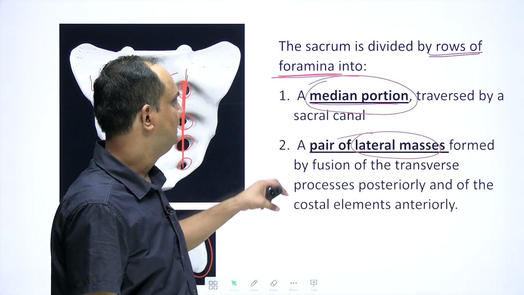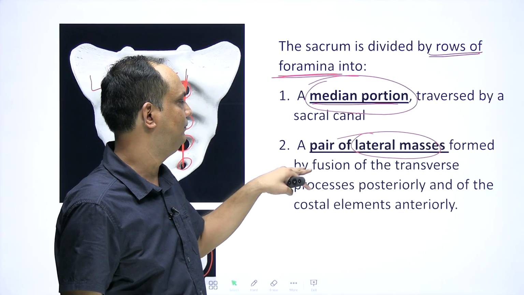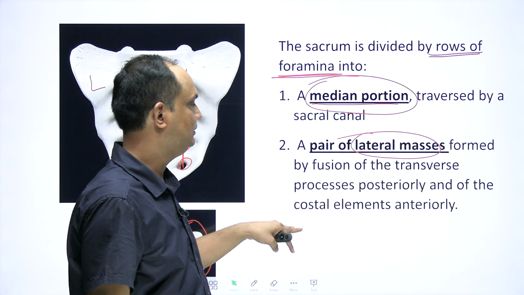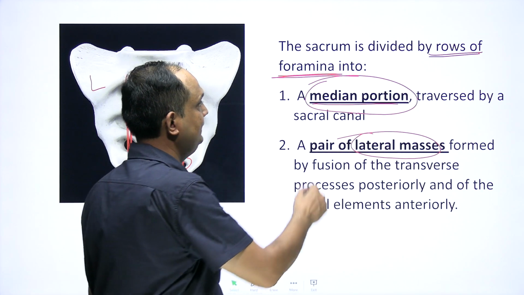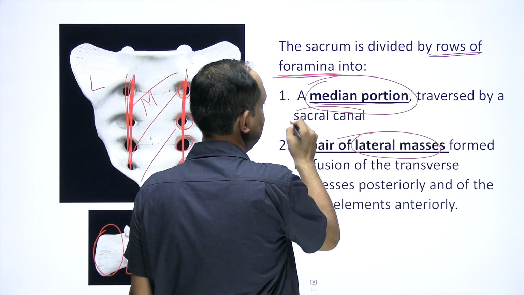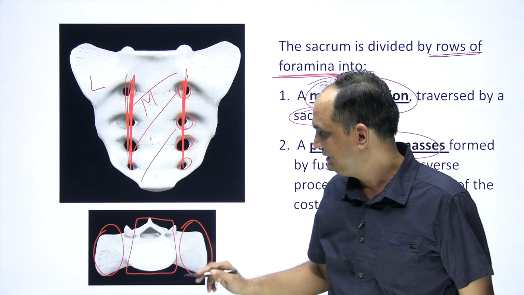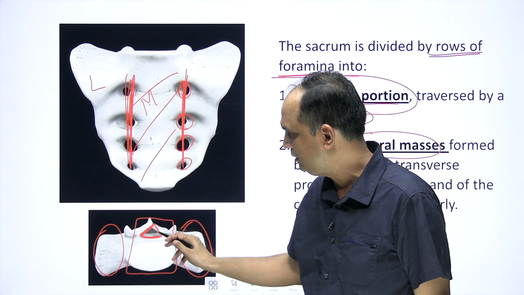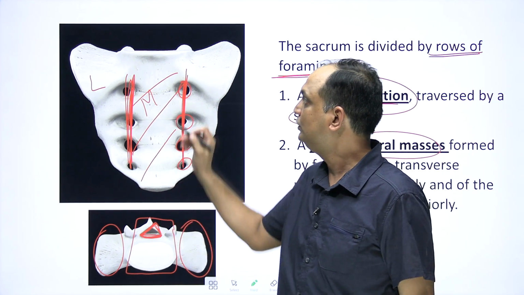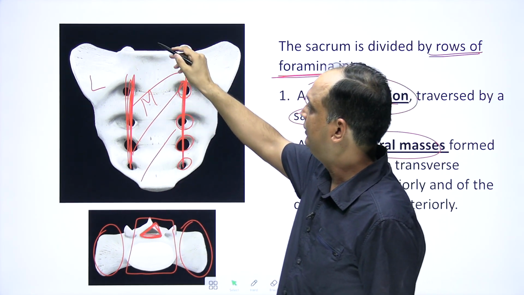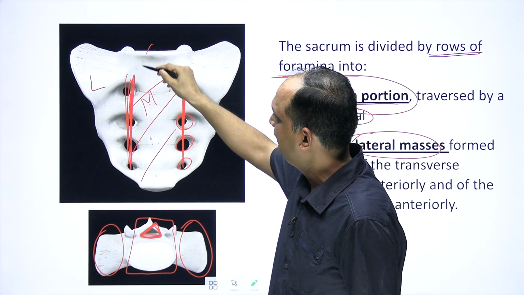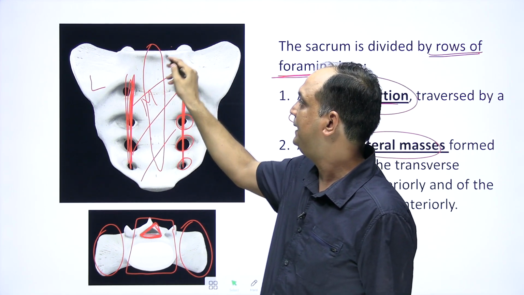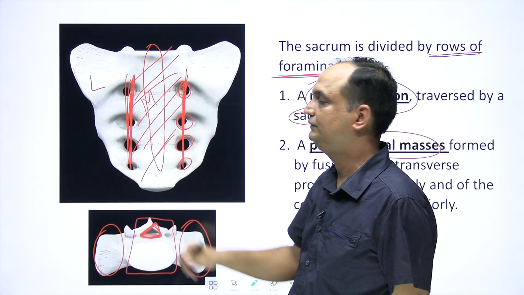Clear? So the lateral mass is formed by the fusion of the transverse processes posteriorly and the costal elements anteriorly, and this median portion contains the sacral canal. Here you can see the sacral canal, which is a feature of the posterior part. On the posterior side of the bodies of these sacral vertebrae, you will find a canal in the midline. So the sacral canal becomes part of the median portion of the sacrum.